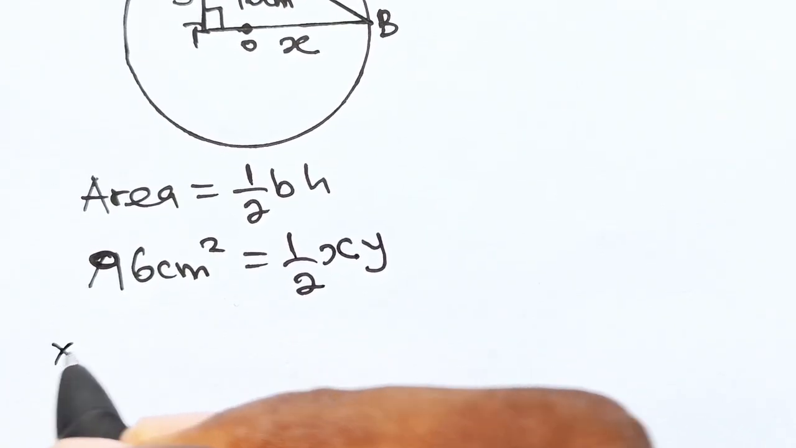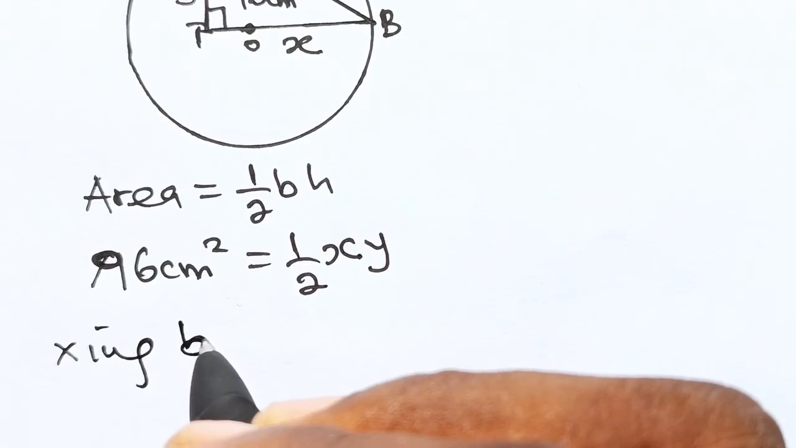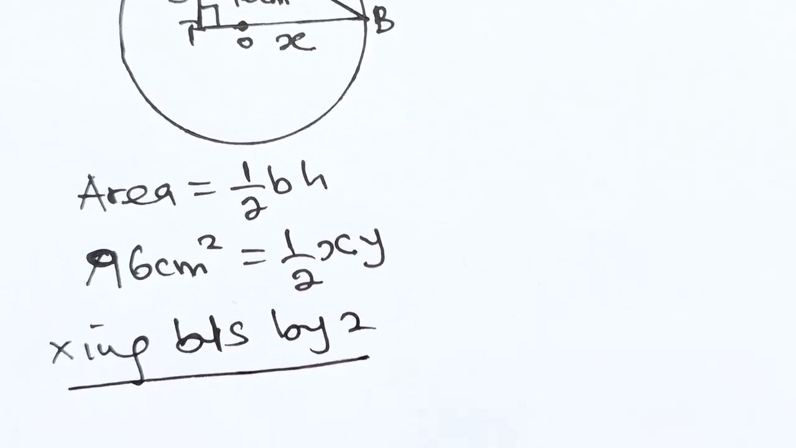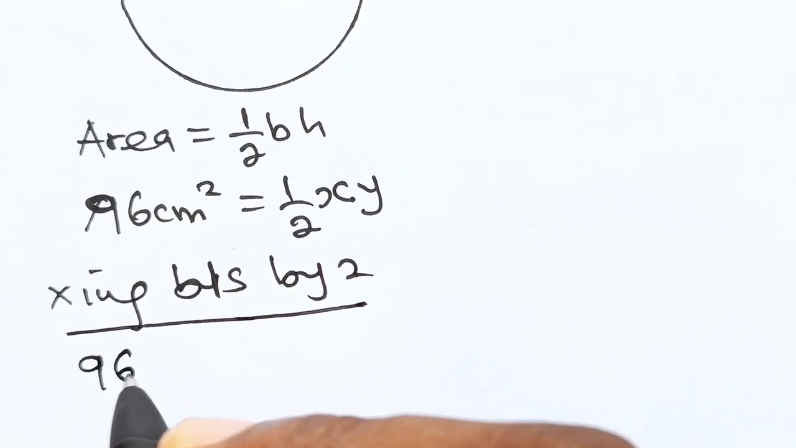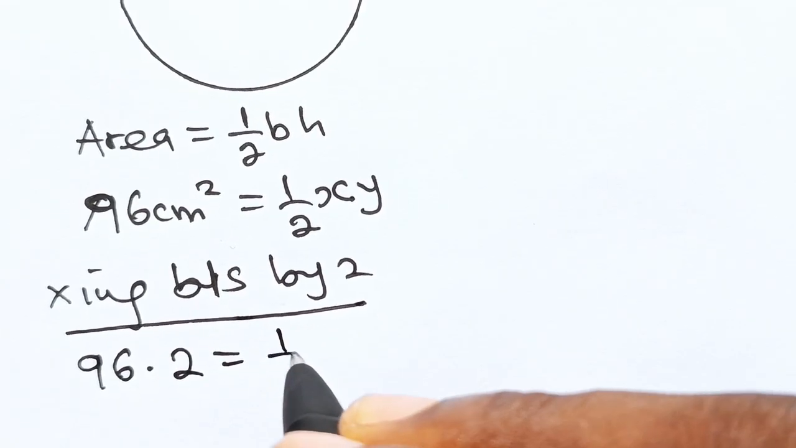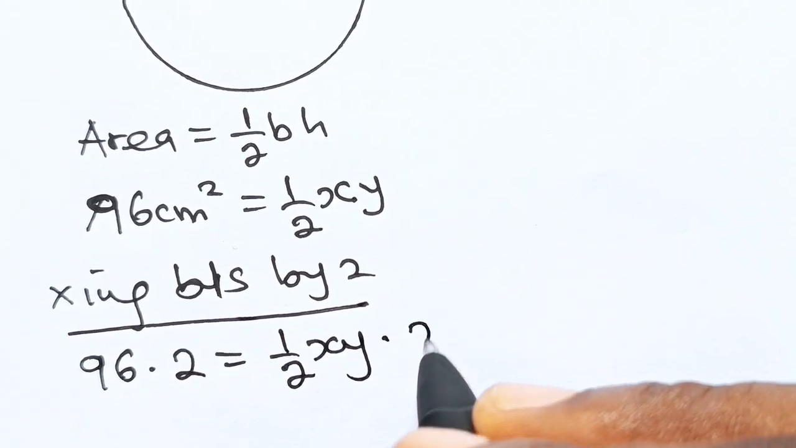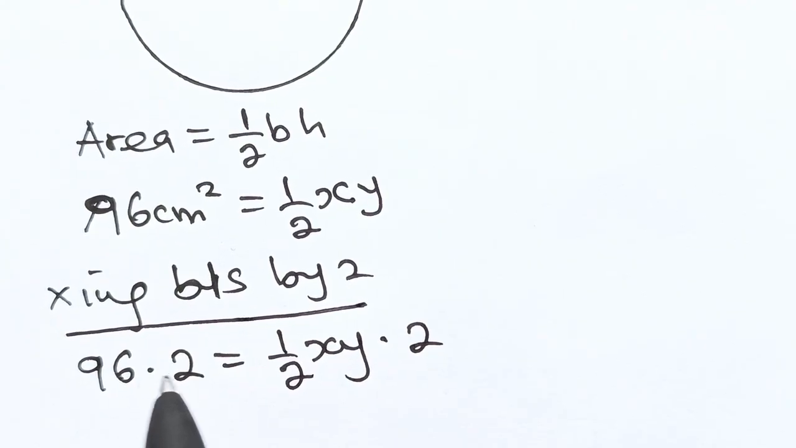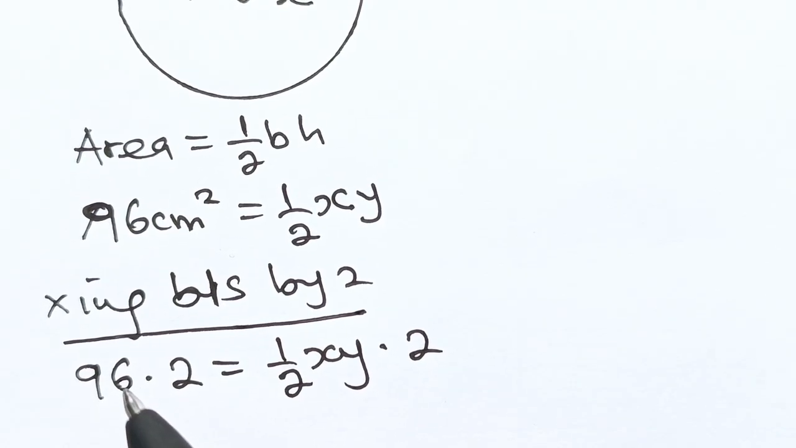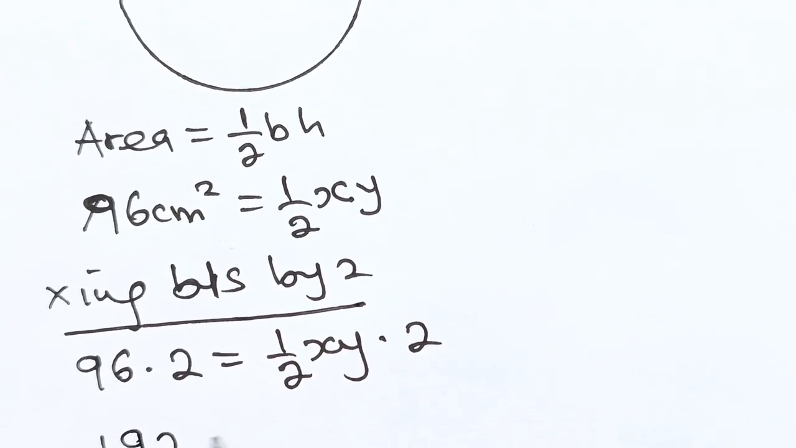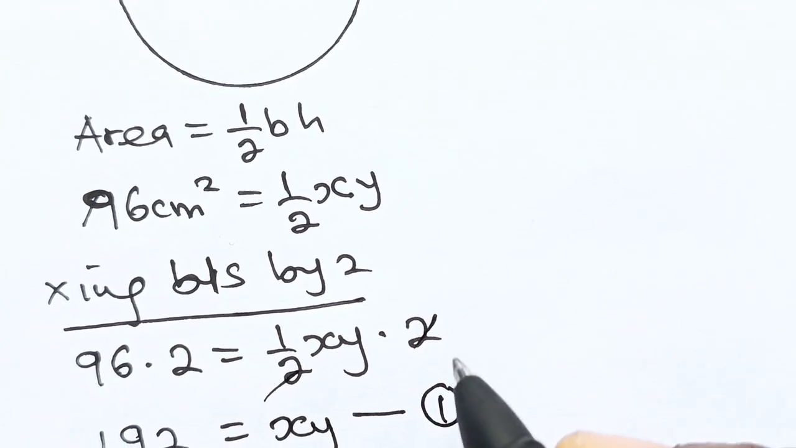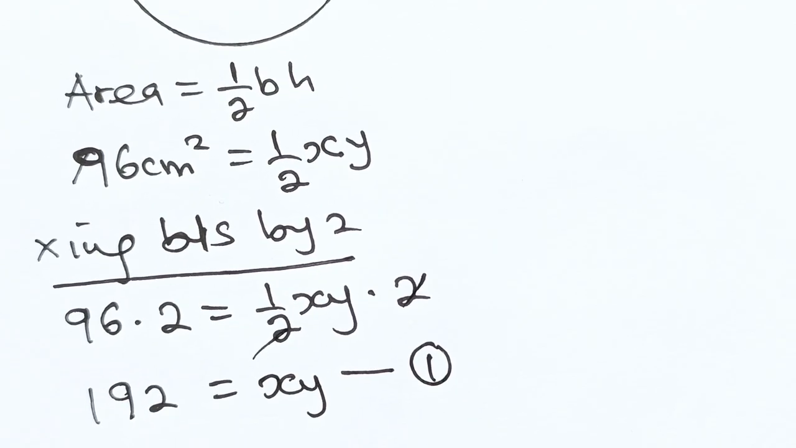Now let's multiply both sides by 2. So we have 96 multiplied by 2 is equal to half xy multiplied by 2. So 2 times 6 is 12, 2 carry 1. 2 times 9 is 18, plus 1 is 19. So we have 192 is equal to xy. Now let's call this equation 1, since this is not leading us anywhere.